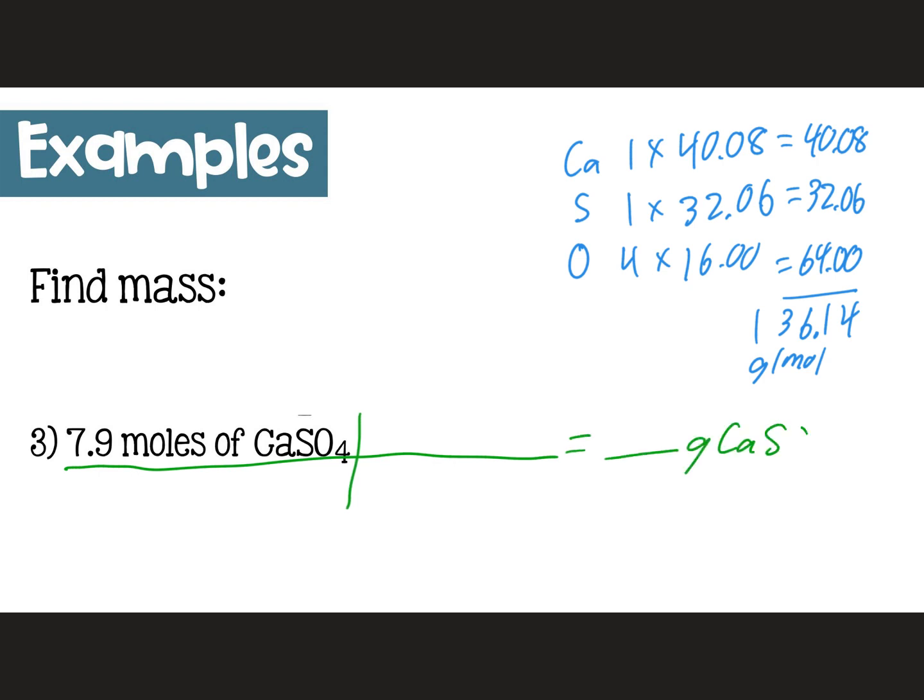Now we need to convert 7.9 moles of calcium sulfate to however many grams of calcium sulfate. To do this, we set up our problem. We are going to cancel the moles by putting 1 mole on bottom, and the 136.14 grams goes on top. We then multiply 7.9 times 136.14 to get 1075.506 or 1076 grams of calcium sulfate.